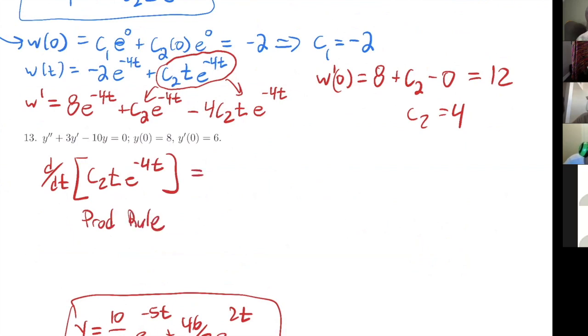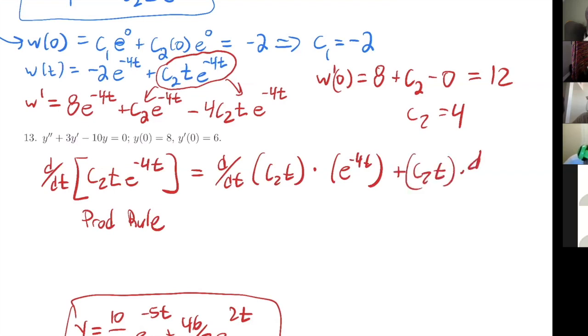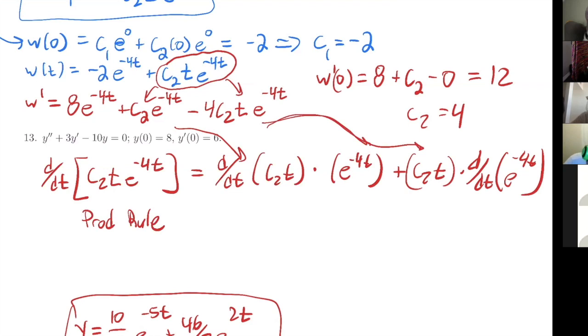Gotcha. Okay. Which says we're going to take the derivative of this times this, and then add to it this times the derivative of that. So one of these came from that term, and this comes from that term over there. Okay, cool. Got it. Thank you.